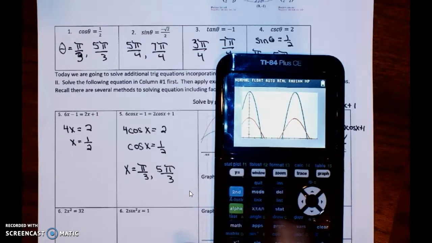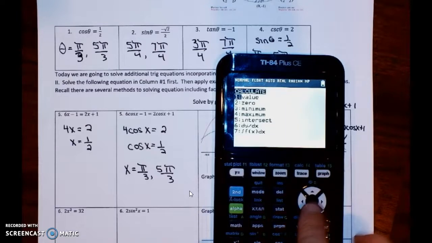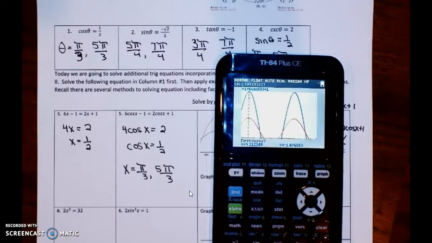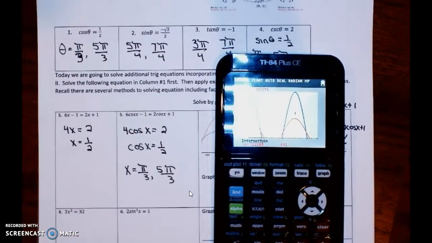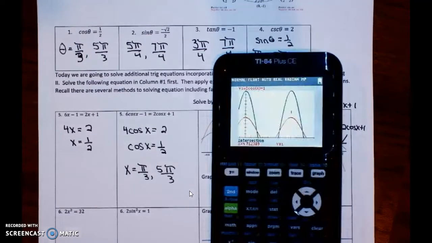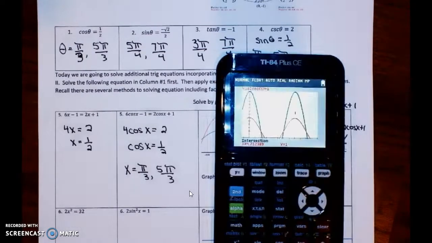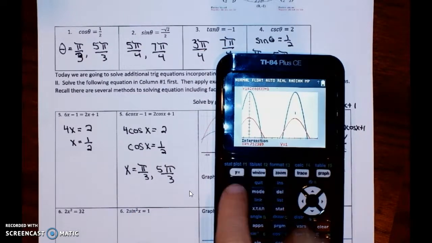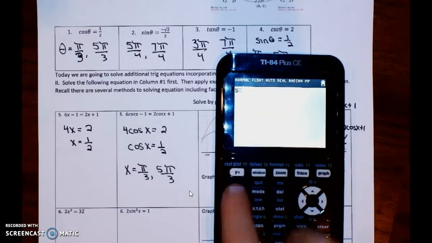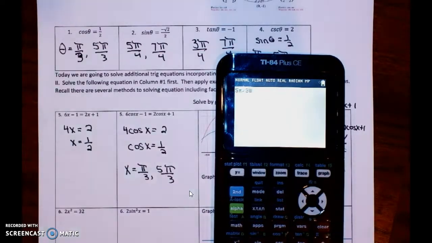We're going to go into Calc, and we can go to their points of intersection. One of those intersections is 4.71, which should be equivalent to 5 pi over 3. Let's make sure it is. We've got 5 pi divided by 3, and that is not checking out.